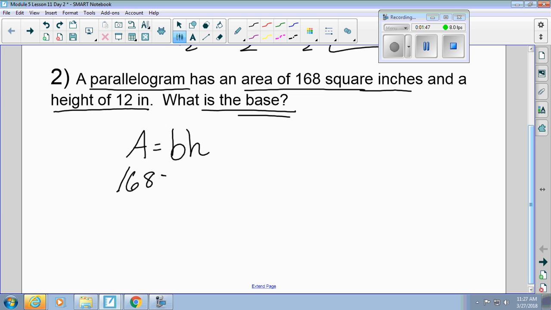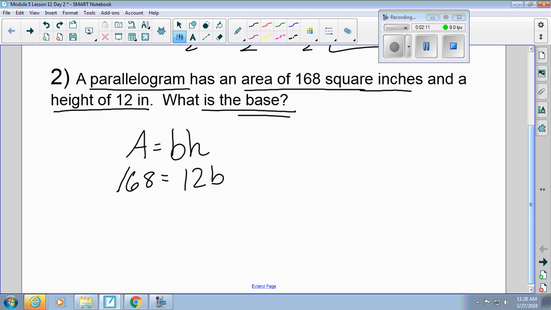Very good, 168. A lot of kids aren't expecting to be given the area, so they just plug it in for the base and height by accident, and they make mistakes there. So if it gives you the area, you plug it in for the A, and then we have a height of 12. Now, I don't want to write this because it's kind of sloppy math, all right? I'm going to switch those two things around. I'm going to say 12b.